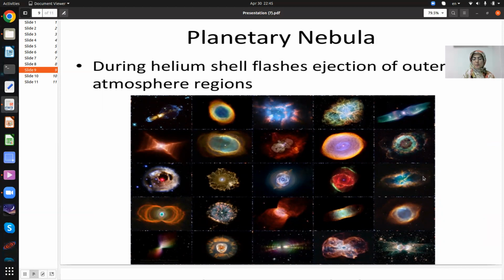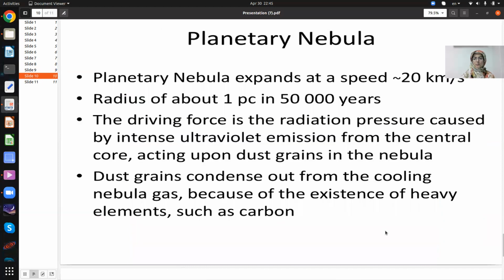And we can see the planetary nebula in ultraviolet. A planetary nebula expands at a speed of around 20 km/s, reaching a radius of about 1 parsec in 50,000 years. The driving force is the radiation pressure caused by intense ultraviolet emission from the central core acting upon dust grains in the nebula. Dust grains condense out from the cooling nebula gas because of the existence of heavy elements such as carbon.